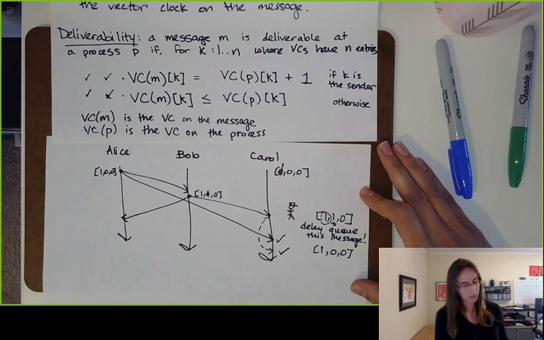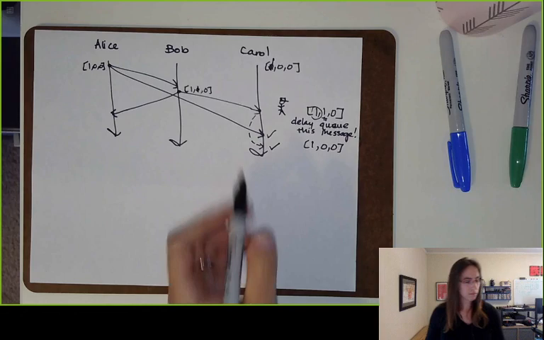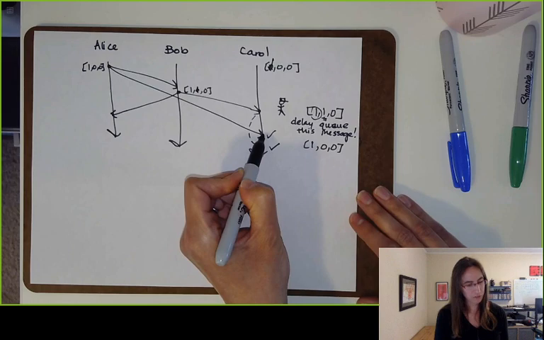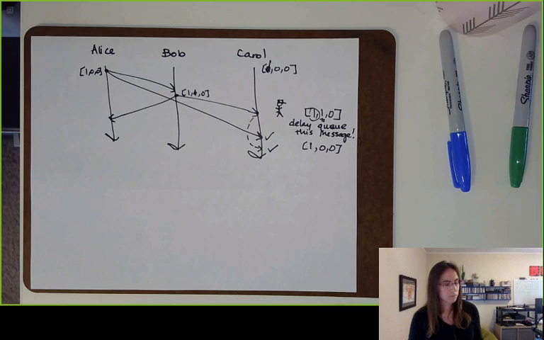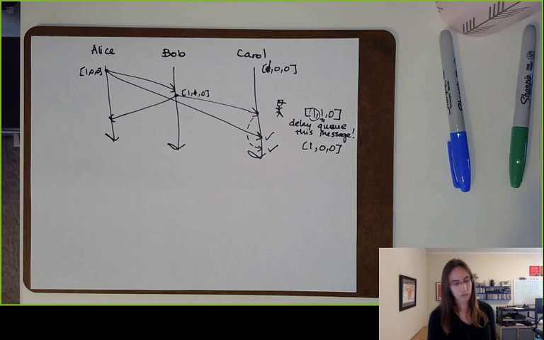So what just happened here is that Carol got a message from Bob, and her mail clerk decided to delay it until this other one had been delivered. And then finally it was okay to deliver the message from Bob after the one from Alice. And that's causal delivery. Let's walk through another example just to make sure that we understand. So here's a fun one.